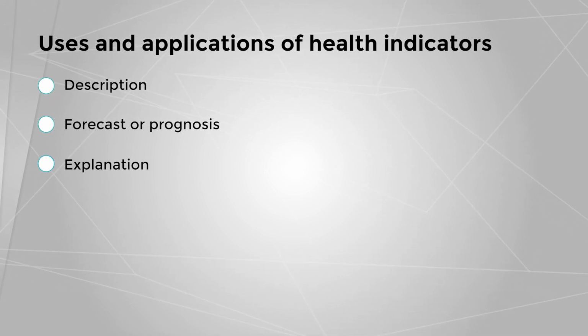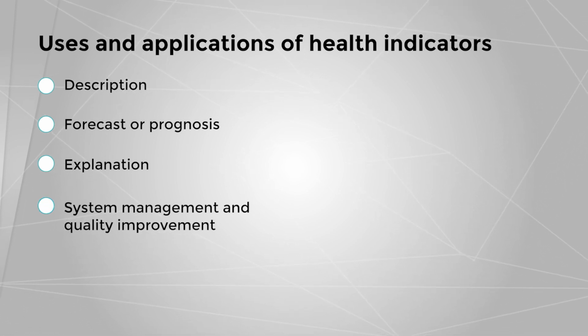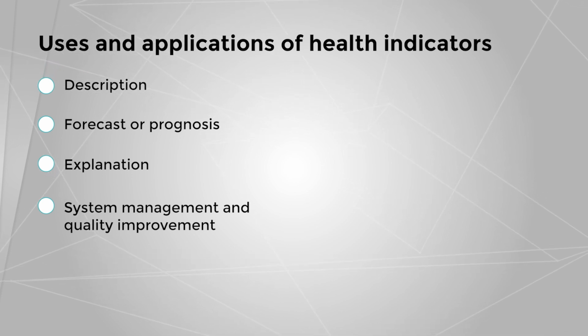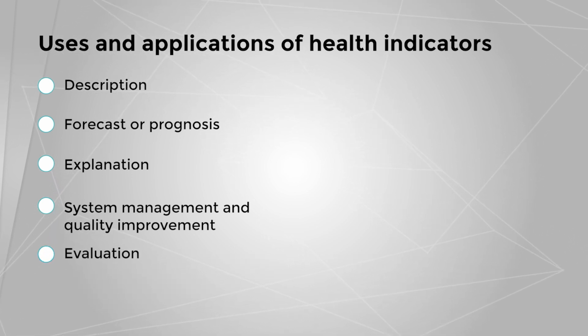Explanation. Health indicators can facilitate understanding of why some individuals in a population are healthy and others are not. To seek answers to such questions, one can explore the factors influencing health, including social factors, political factors and others. System management and quality improvement. Regular monitoring of health indicators can provide feedback to improve decision making. Evaluation. Guide the creation and evaluation of health policies and programs.